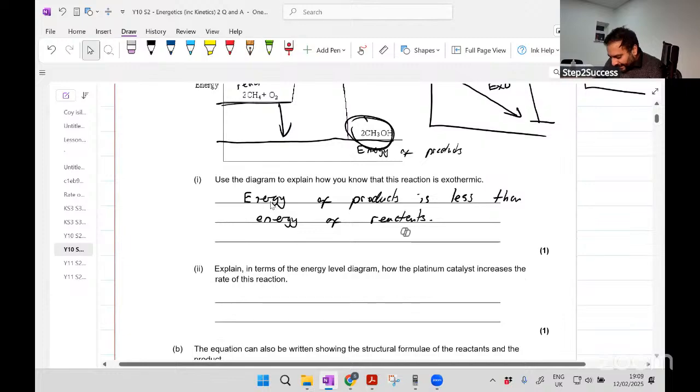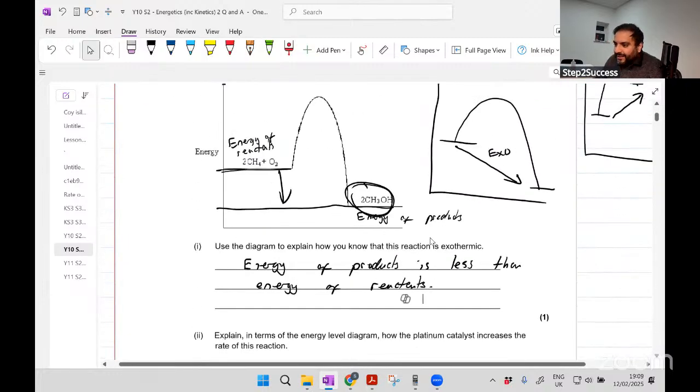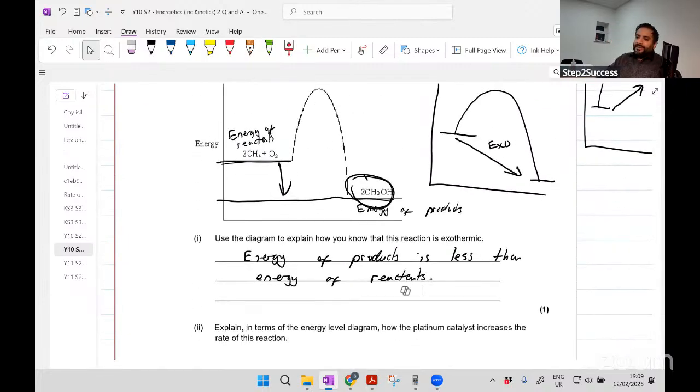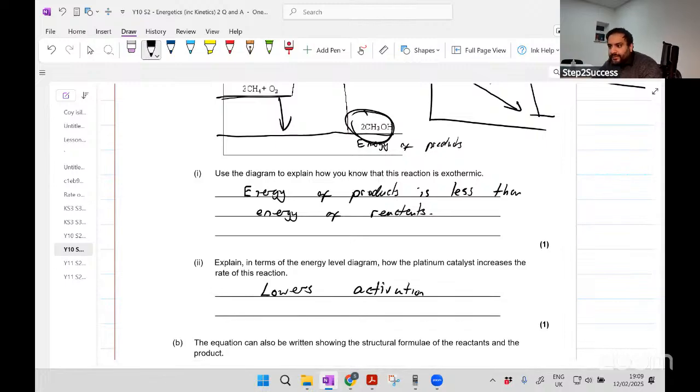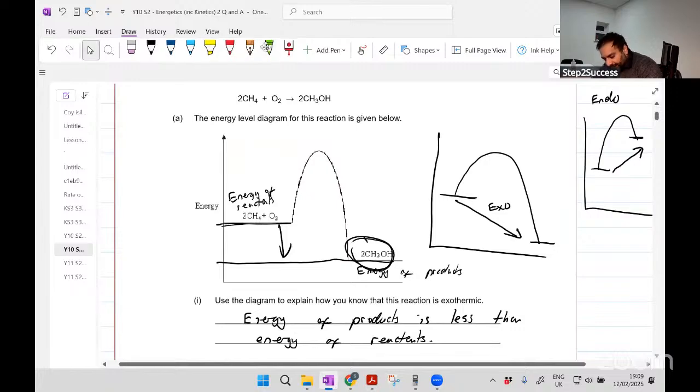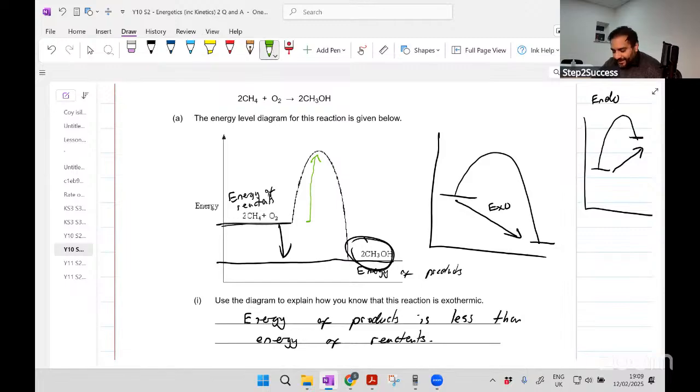Explain in terms of energy how the platinum catalyst increased the rate of reaction. Now, what you're supposed to know about a catalyst is that it lowers the activation energy. That's what a catalyst does. You must say activation energy. So the activation energy is this bit here on the graph. Now, if you add a catalyst, the graph starts and finishes at the same point. It just doesn't go as high. So you have a lower activation energy when you add a catalyst.